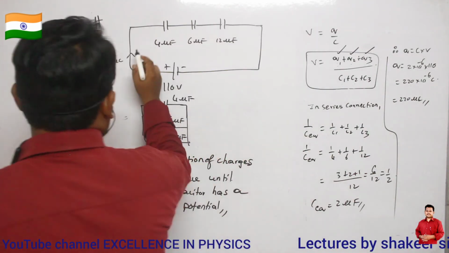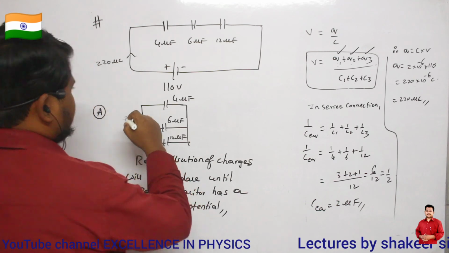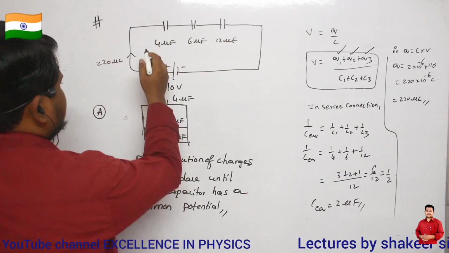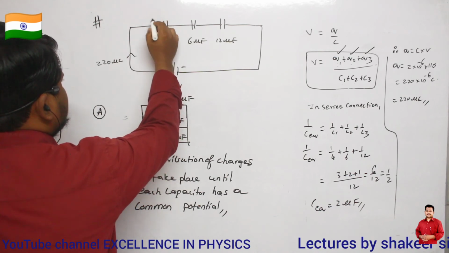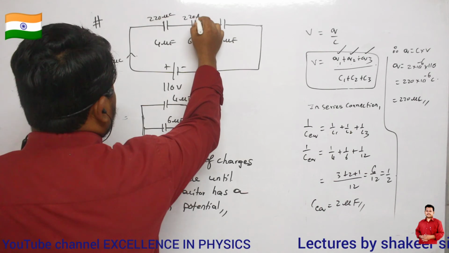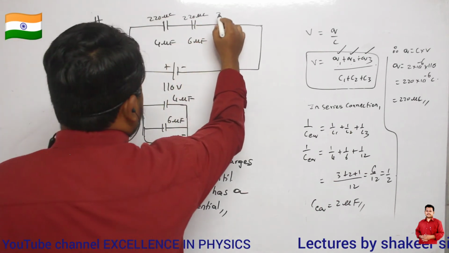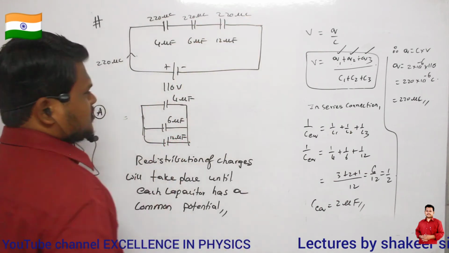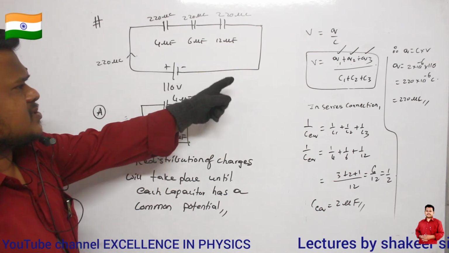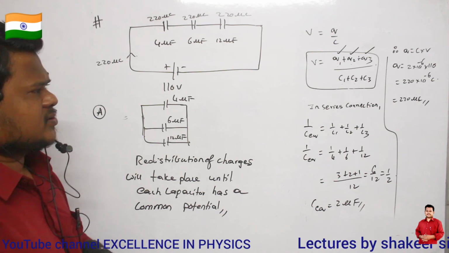So it is given to the first plate of the first capacitor. Clear? The remaining charges will all be induced charges only. So what is the charge present on this one? 220 microcoulombs. Charge present on this one, 220 microcoulombs. Charge present on the third one, 220 microcoulombs. That's all. So the charge present on every capacitor is 220 microcoulombs.